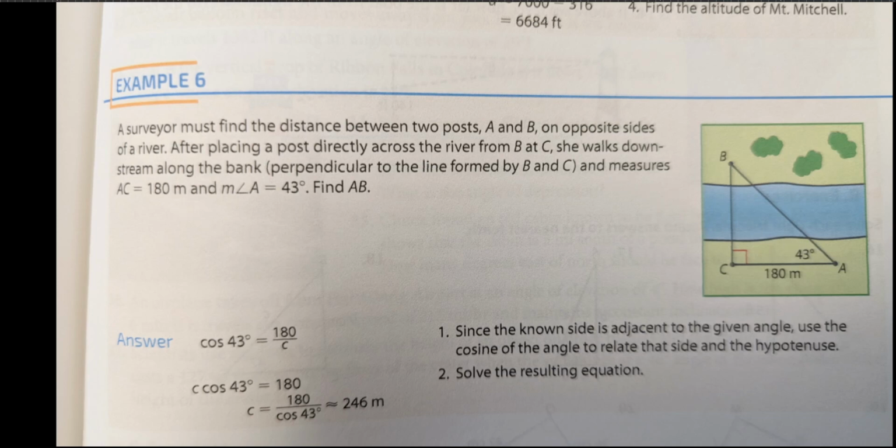And she measures AC, this length right there, to be 180 meters. That's not a difficult thing to measure. It would be very difficult to measure from A to B. But from A to C, it's pretty easy to measure.